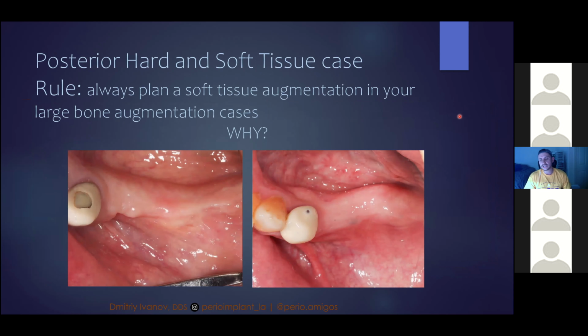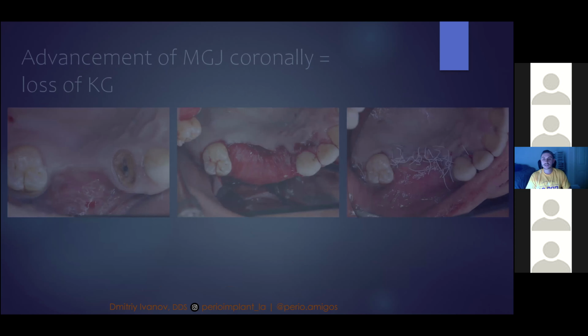Posterior, when you're dealing with hard and soft tissue augmentation, or generally if you're dealing with a deficiency that requires bone augmentation, my rule of thumb is to always recommend soft tissue grafting after. Some cases we don't need to do that, and that's great. Patient wins, I win as well, but in the majority of cases we do require some sort of augmentation. I'll show you this one case.